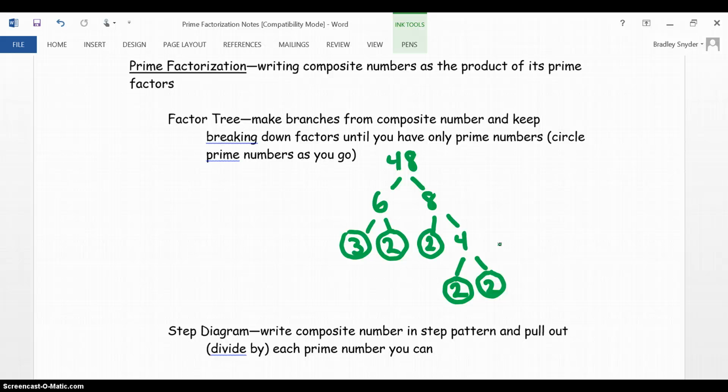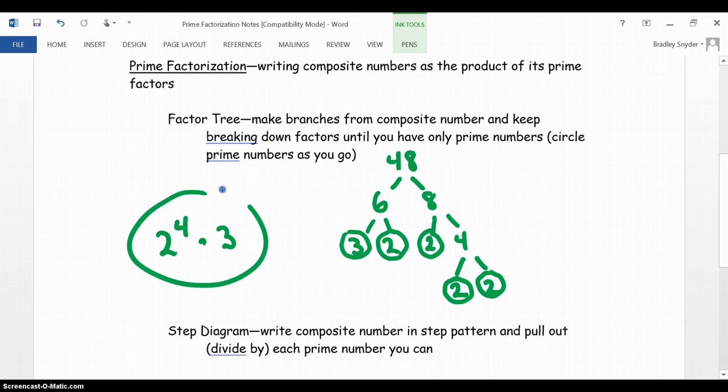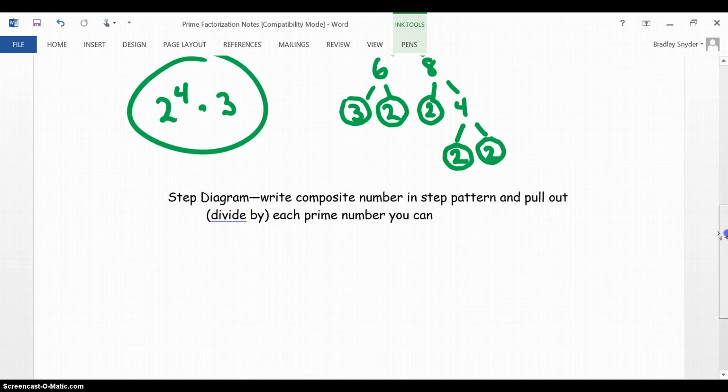Then I can go ahead and write the prime factorization. Notice there are 4 2's, so I could write that as 2 to the 4th power, and there is 1 3, so I would put times 3, and it's obviously to the 1st power, so I don't need to give it an exponent. And that's my answer. Let's go ahead and try that same problem using the step method.